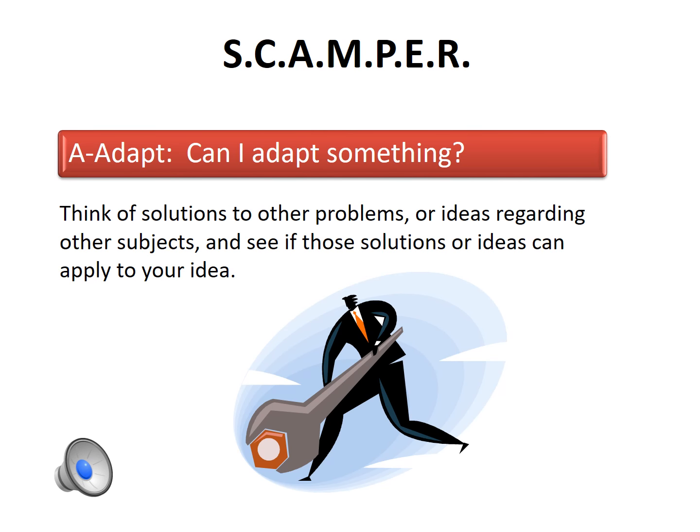The third part of SCAMPER, A, stands for adapt. Can you adapt something? You should think of solutions to other problems or ideas regarding other subjects and see if those solutions or ideas can apply to your idea. Adaptation is one of the most efficient techniques to solve problems through enhancing the existing system. The adapt technique brainstorming session can include the following questions.